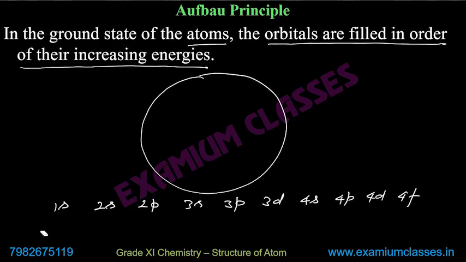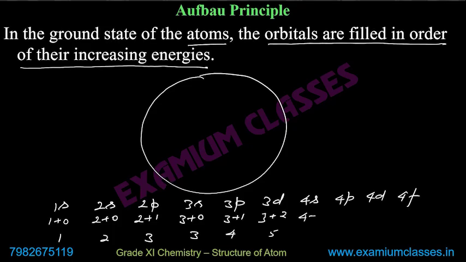But up to a certain extent, it is true. But after that, according to this rule, it will change. Write the energies according to this rule. 1s will have 1 plus 0, that is 1. 2 plus 0, 2. 2 plus 1, 3. 3 plus 0, 3. 3 plus 1, 4. 3 plus 2, 5. 4 plus 0, 4. 4 plus 1, 5. 4 plus 2, 6. 4 plus 3, 7. Now, do you see there is not increasing order of energy actually in this region?